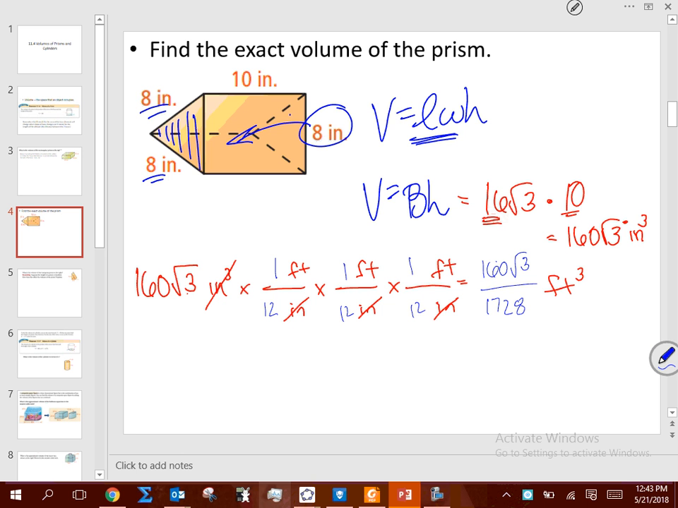If I want to go from square inches to square feet, instead of dividing by 12, I divide by 144. So for every 144 square inches, that makes up 1 square foot. Does that make sense? For every 1,728 cubic inches, that makes up 1 cubic foot. Those are known facts.